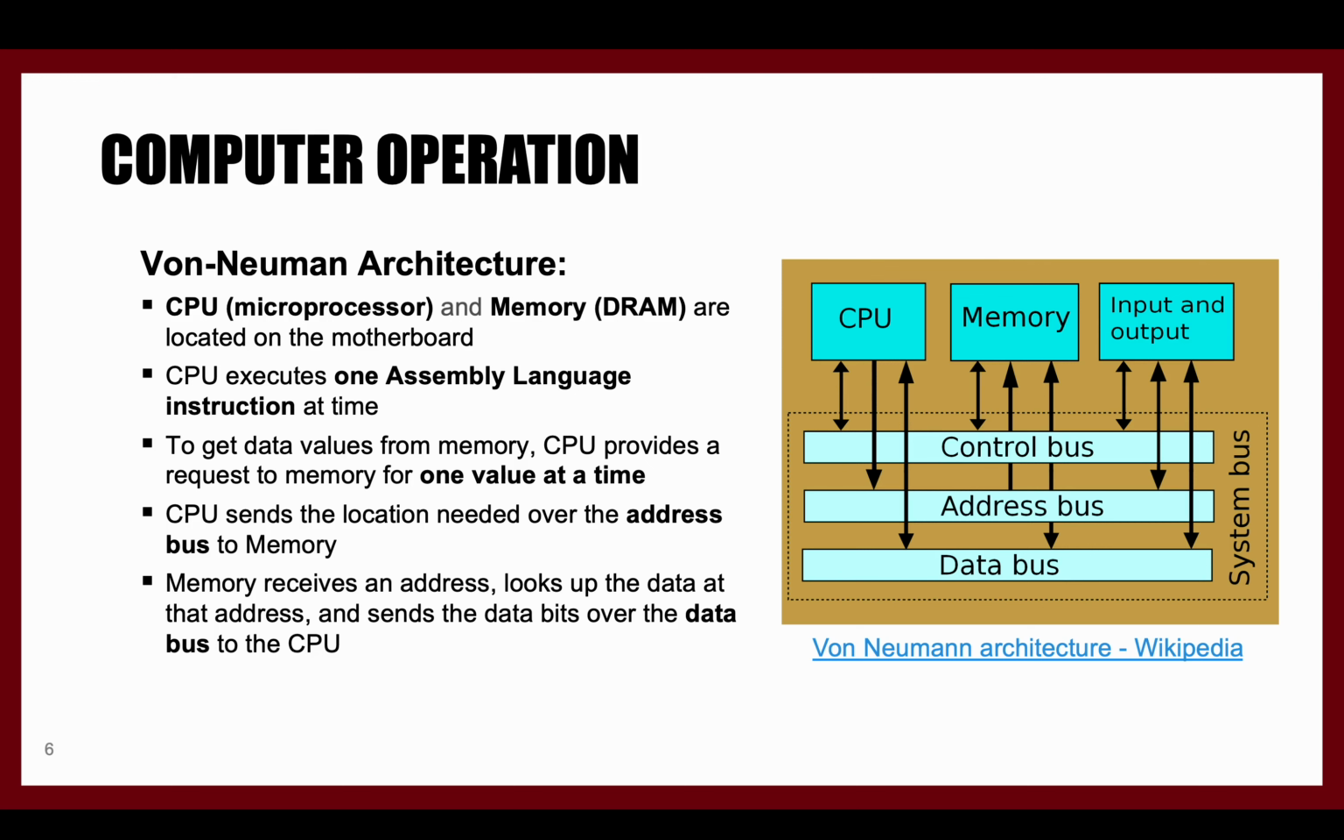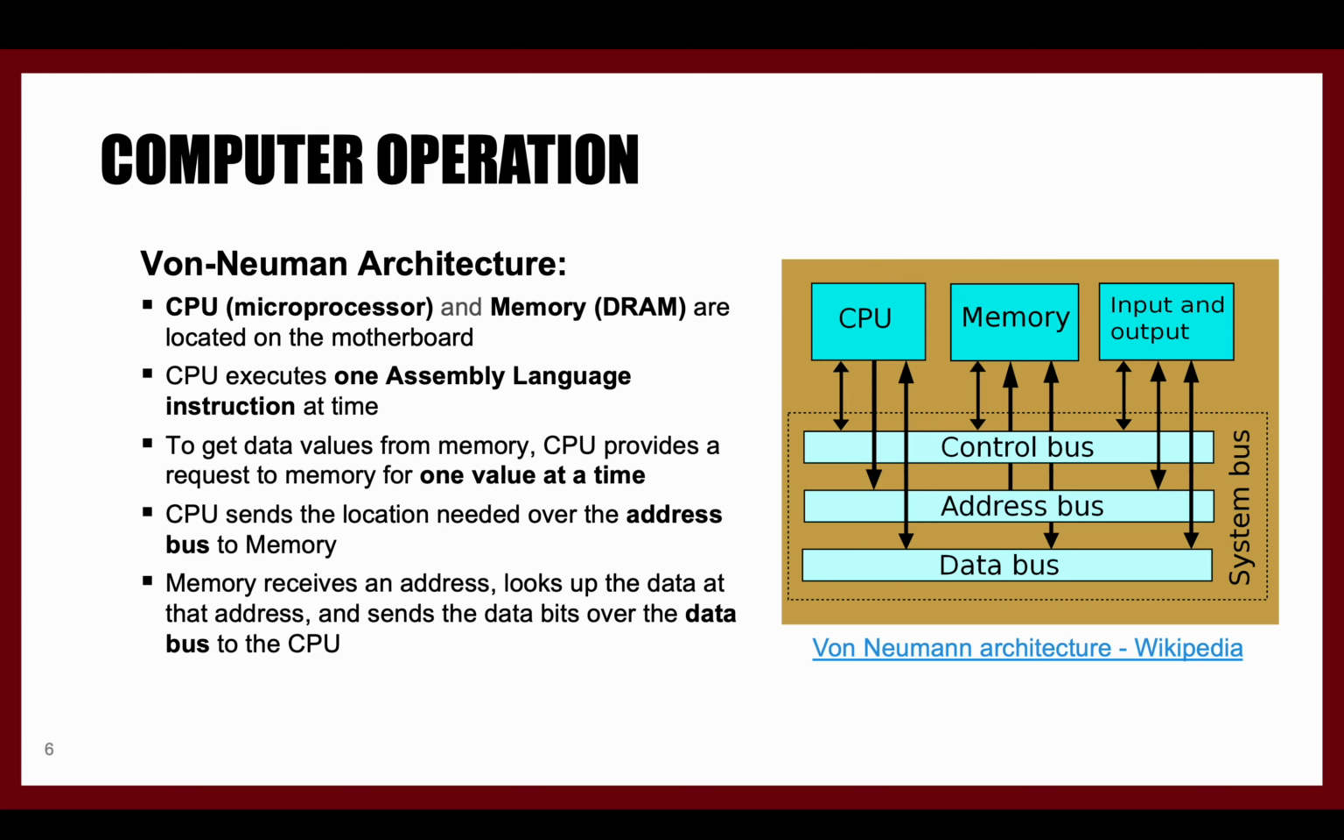Control bus carries control signals. It regulates and synchronizes data transfer within the system. Address bus. It's a set of wires that carry memory addresses where the CPU wants to fetch or store the data. Data bus carries the actual data between the memory and CPU.